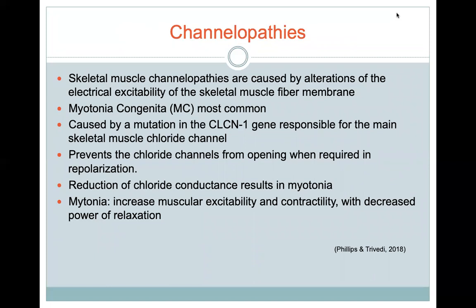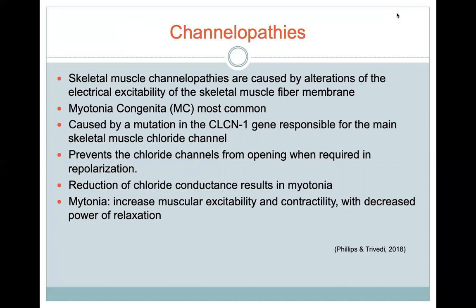Skeletal muscle channelopathies are caused by alterations of the electrical excitability of the skeletal muscle fiber membrane. Myotonia congenita is the most common skeletal muscle channelopathy and is caused by mutation in the CLCN1 gene, responsible for the main skeletal muscle chloride channel.